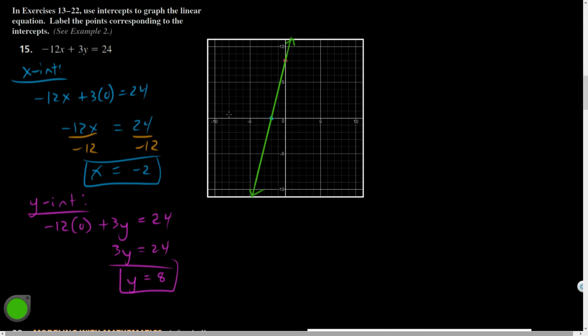So one of the reasons I plug in 0 for y is because I'm trying to find the point where it crosses the x-axis, and I know 0 is going to be the y-coordinate. For similar reasons, you can find the y-intercept by plugging in 0 for x, because notice every point on the y-axis has 0 as its x-coordinate. Here's 0, -5, 0, -10, 0, 3. And so by plugging in 0 for x, I'm finding the point where the line crosses the y-axis.